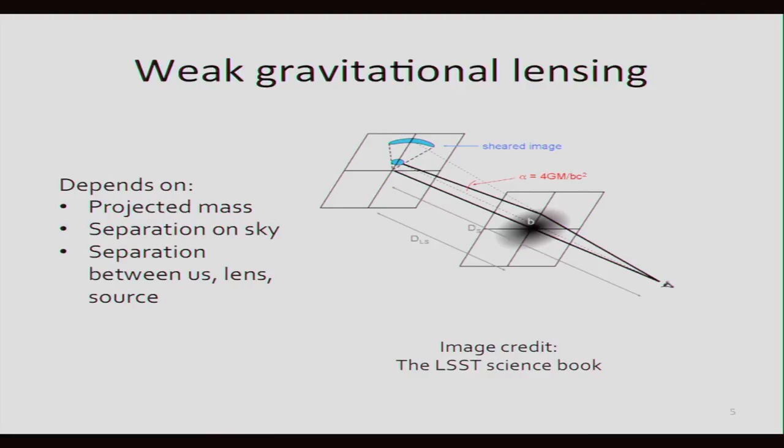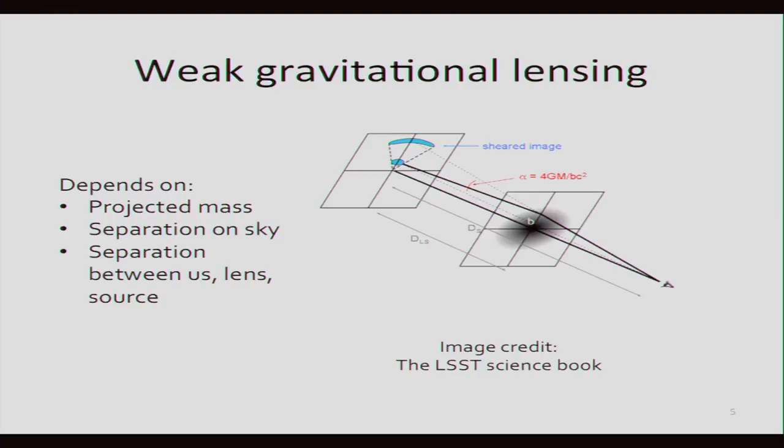I lost my train of thought. When the deflections are not as strong and there are not multiple images, but light rays are still deflected, they result in a number of changes in the images of objects. Their positions are changed, their fluxes, sizes, shapes. The particular thing that we weak lensers often like to measure is the change in shapes.